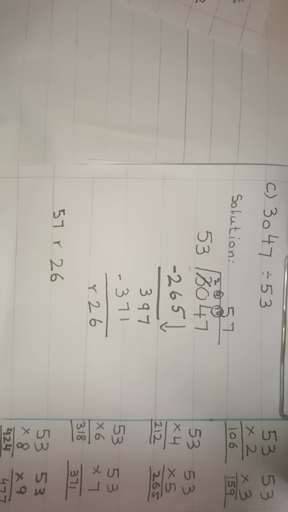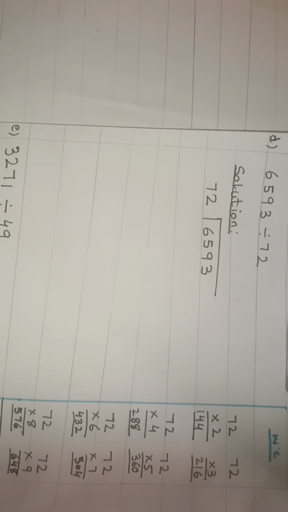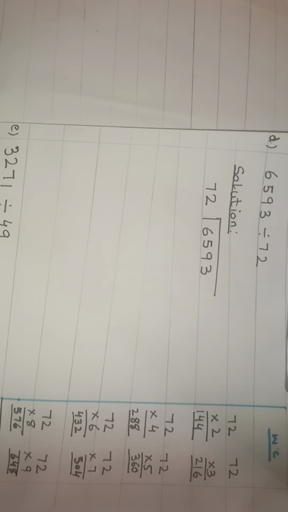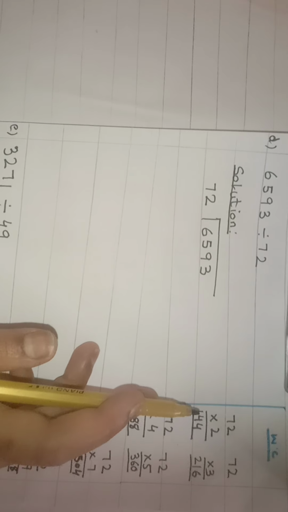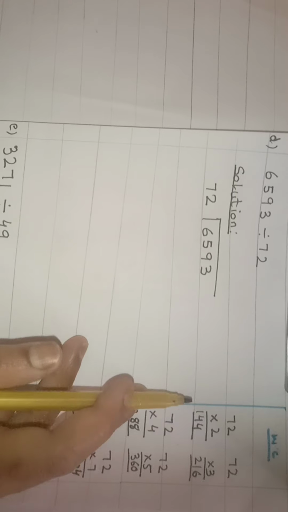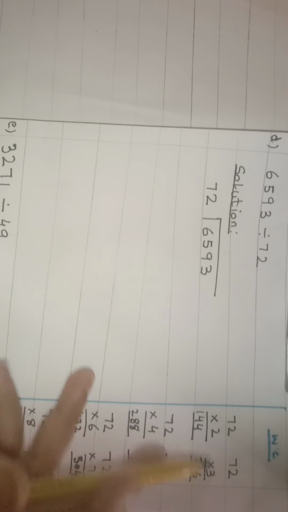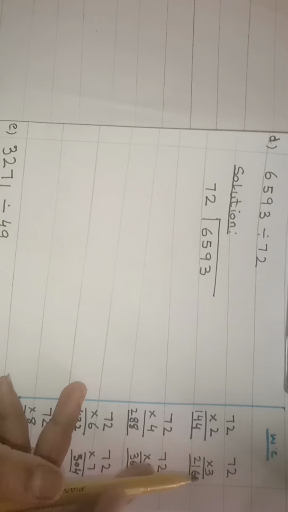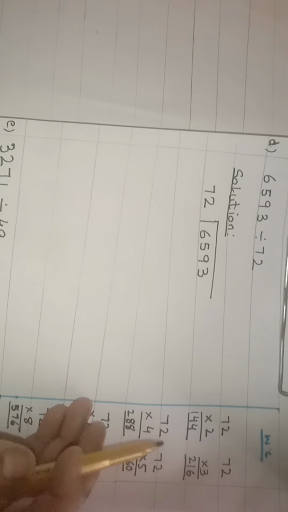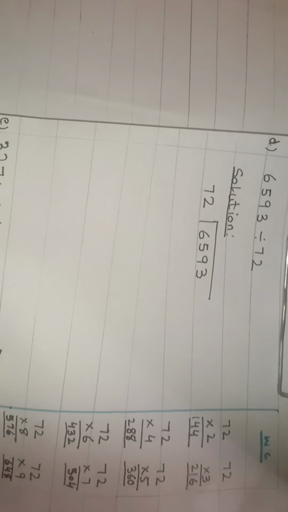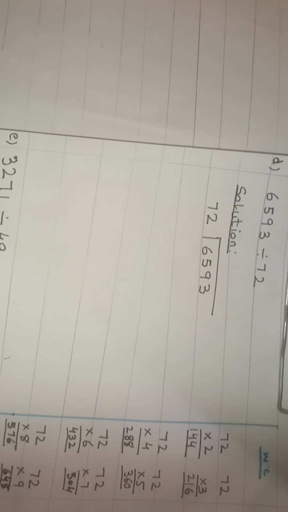Yes, that's how you students can do the question. Let's do part number D as well. D part is 6593 divided by 72. Here we require the table of 72. So first we will find out the table. 2 twos are 4, 2 sevens are 14, 144. 3 twos are 6, 3 sevens are 21, 216. 72 fours: 4 twos are 8, 4 sevens are 28. So 288.